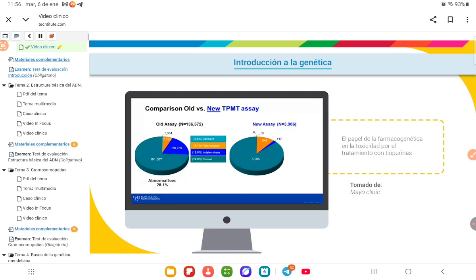While the number of cases is significantly smaller, approximately 6,000, the relative distribution of outcomes has been as follows. 0.2% was reported as deficient, 10.8% as heterozygote, only 2% as indeterminate, 87% as normal, and 0.1% as hyperactive. In other words, less deficient, more heterozygote, and most importantly, many less indeterminate results. Collectively, 11.7% of cases was reported as abnormal low, which is a significant reduction in comparison to the old assay, exactly 13% less.